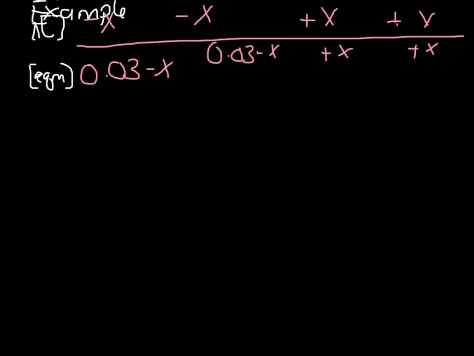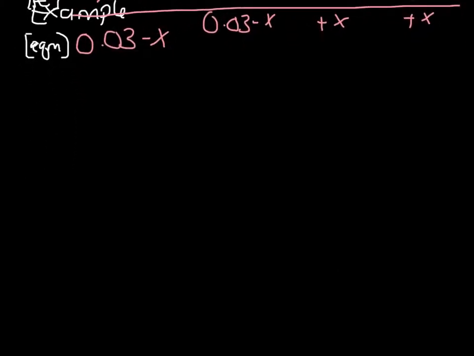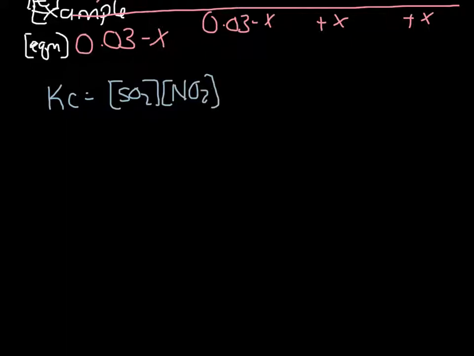Now that we have that information, we could set up our equilibrium expression. So I'm just going to move this up to give us some room. So our equilibrium expression is Kc equals the concentration of SO2 times the concentration of NO2 over the concentration of SO3 times the concentration of NO. Now that we have all that written down, we can go through and plug in the information which we know.